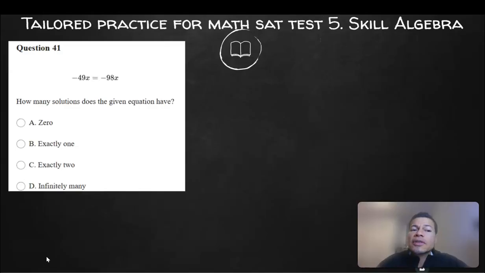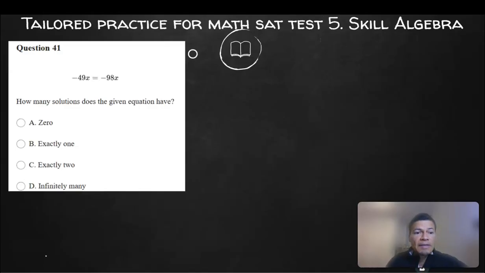So for the first question that we have here, I took this question from the SAT website, and I'm going to leave the link in the description below. This question is about algebra. So that's the first skill we are going to review. The question says, how many solutions does the given equation have? And then you have an equation.